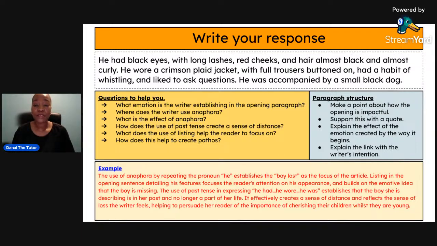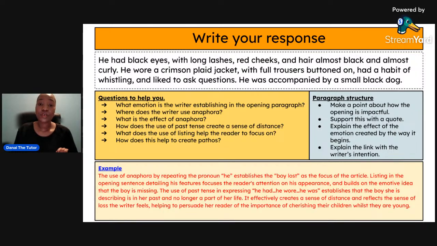Another key word for when you're talking about structure is building. What kind of emotion, feeling is the writer building through the way they have organized events? The use of past tense in expressing he had, he wore, he was establishes that the boy she's describing is in her past and no longer a part of her life. It effectively creates a sense of distance and reflects the sense of loss the writer feels, helping to persuade her reader of the importance of cherishing their children whilst they're young. So that paragraph covers those points in the questions to help you box.